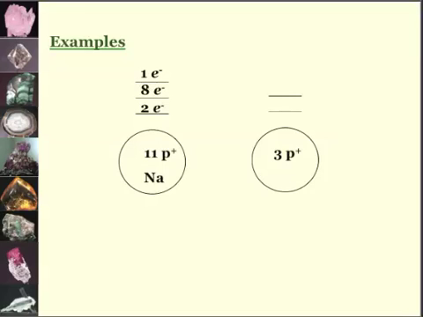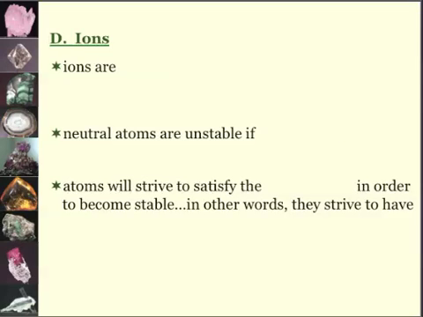If we compare that to something that has 3 protons, in this case lithium, lithium has 2 electrons, obviously, in its first energy level, but now it's only got 1 electron left, which is located in its second energy level.